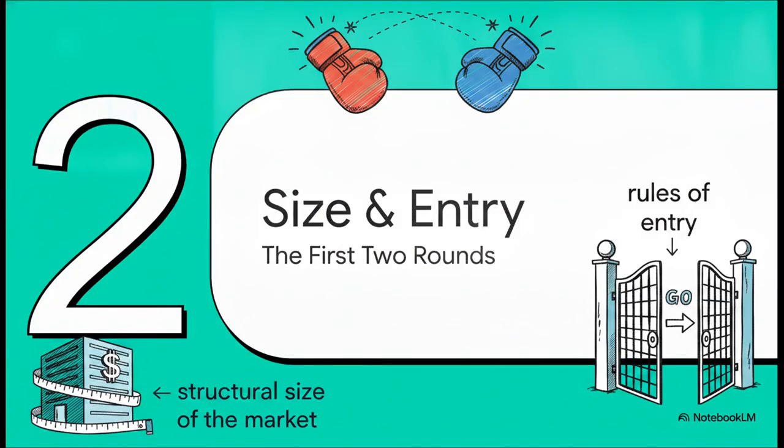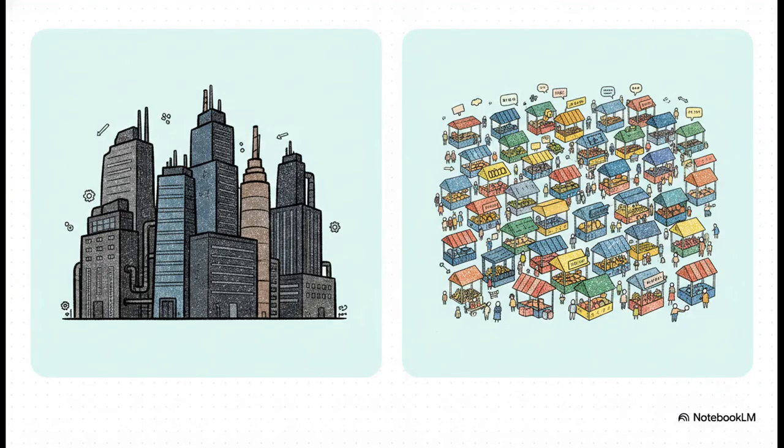Okay, round two, market size and entry rules. Let's look at the sheer scale of the competitors and the gates keeping newcomers out. As we just established, the sheer number of players is our first major differentiator. In an oligopoly, you've got just a few heavyweights slugging it out. The market is highly concentrated. Meanwhile, monopolistic competition features a massive, highly populated crowd of sellers. Absolutely no single firm in this bustling crowd has the sheer scale of an oligopolist.